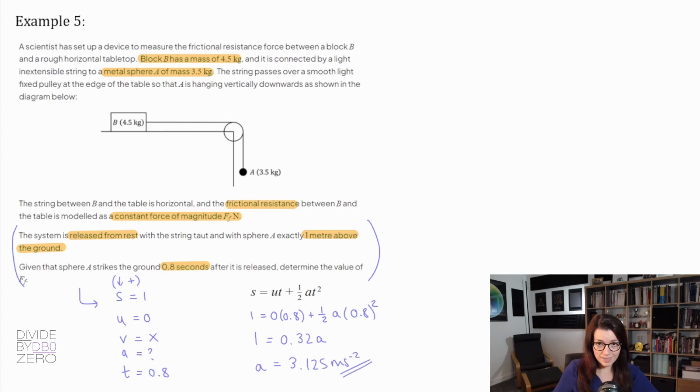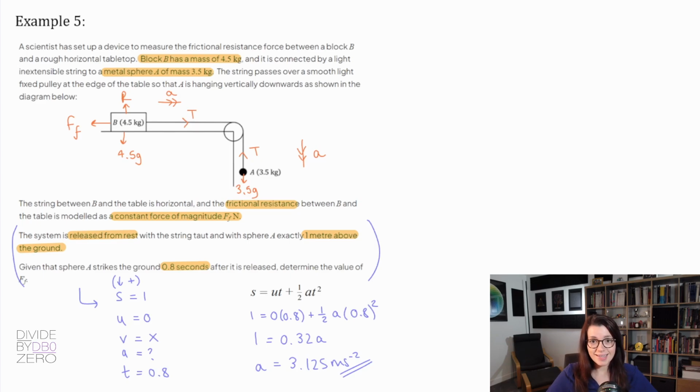Now I've done all of this before even labeling the forces on the diagram. Suvat stuck out to me in this question. But now I'm going to go back to the diagram and label everything on. Particle A is accelerating downwards. Now we know the acceleration. Particle B is accelerating towards the right. There's the weight forces, there's the normal reaction force, and there's this frictional force that they're referring to as FF. Don't forget there's also tension in the string in a pulley system.